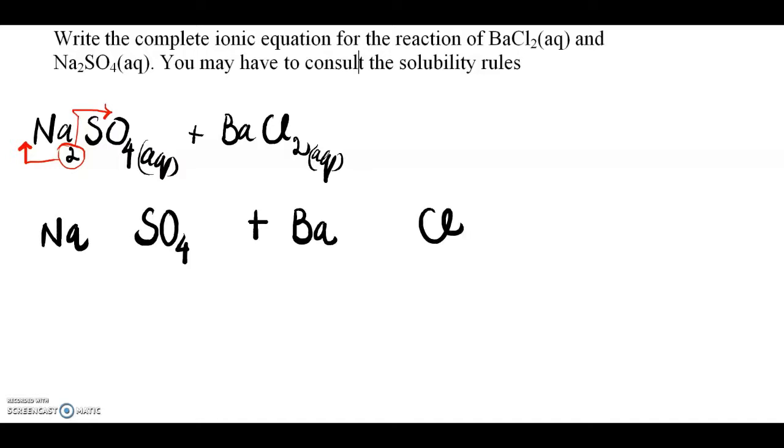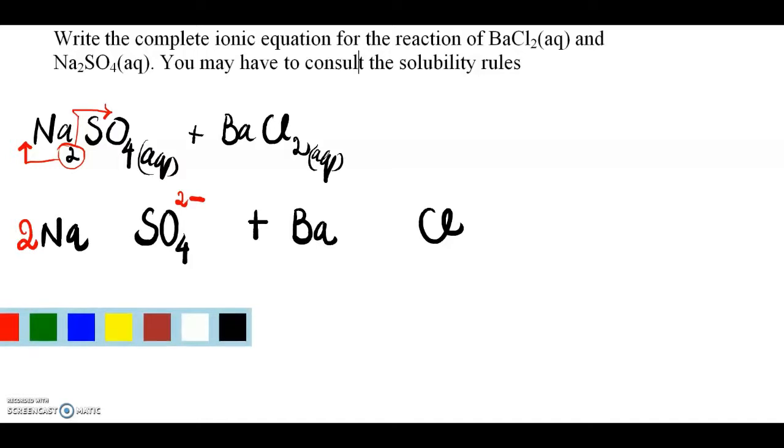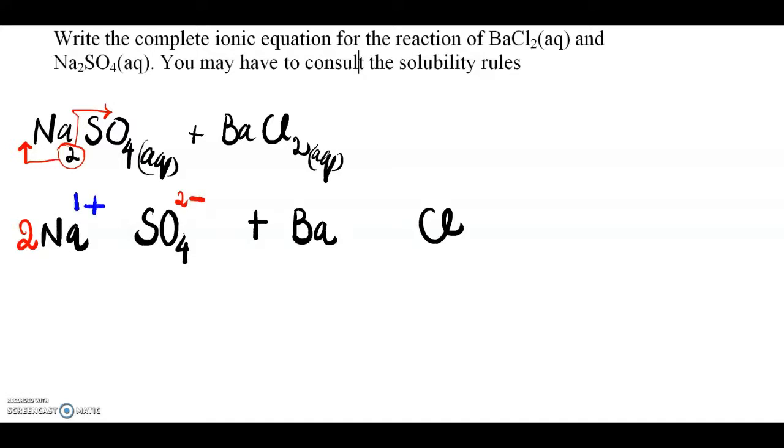So first of all we need to determine the charges. What is the charge on the sulfate ion? As we know, this indicates the charge of the sulfate ion, so it is 2 minus, and 2 indicates the number of ions. Now what is the charge on sodium? Sodium carries 1 plus as it belongs to group number 1, so it has the ability to lose 1 electron.